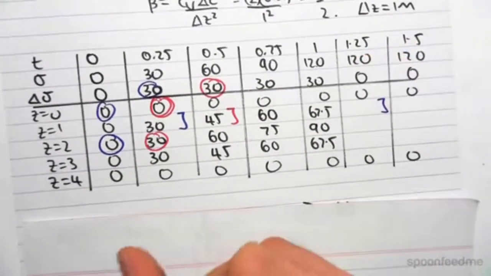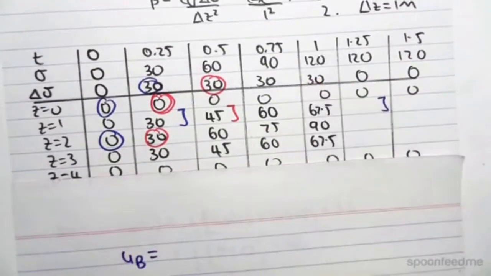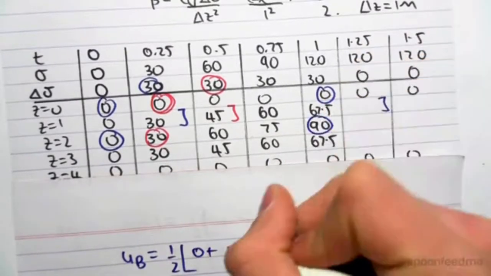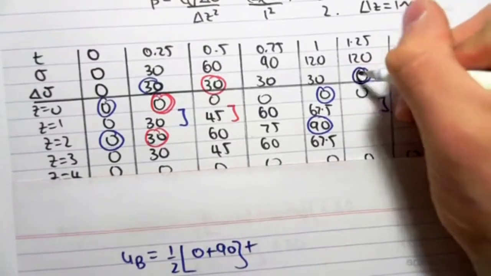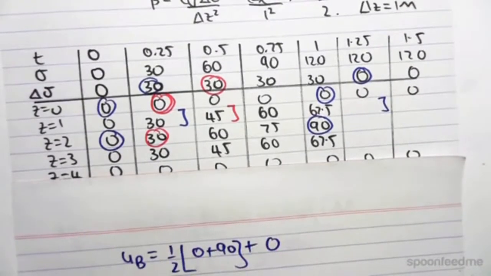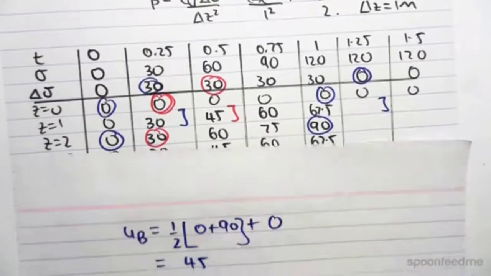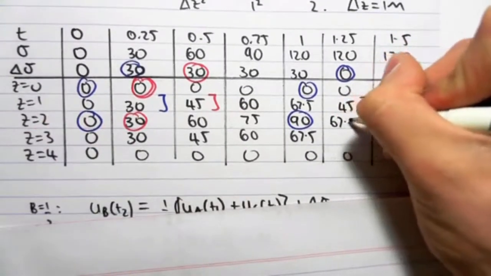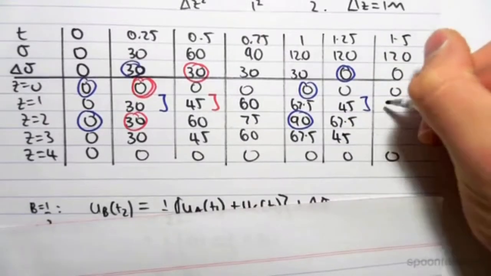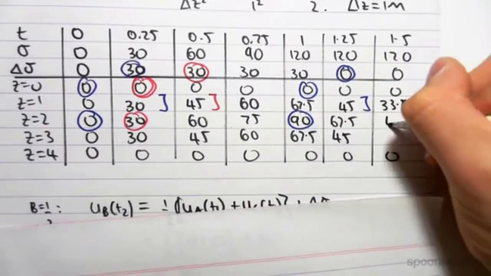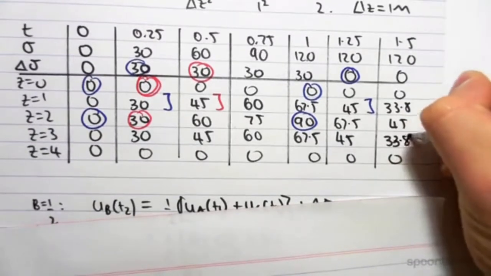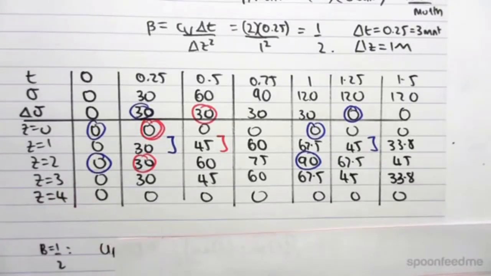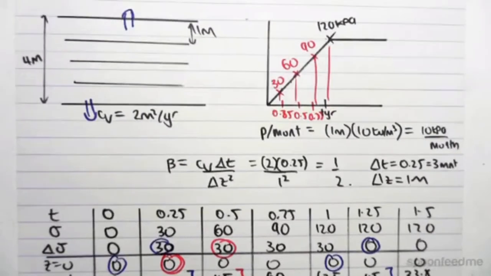we're concerned with the same formula, UB would equal 1/2 of (0 plus 90) plus the change in stress, which has gone back to 0 now, so we don't have any more change in stress, so it would just be 90 divided by 2, which is 45. So this would be 45. We could work out the rest. This would be 67.5, this would be 45, this would be 33.8, this would be 45, and this would be 33.8.